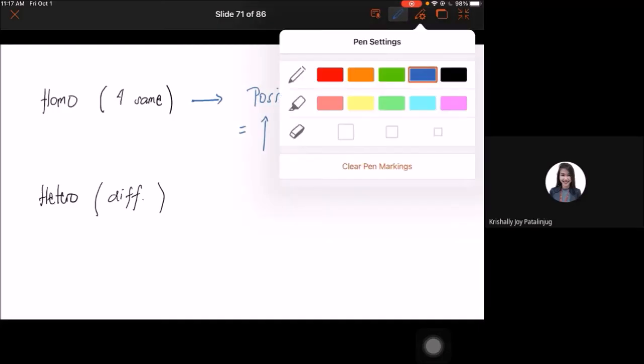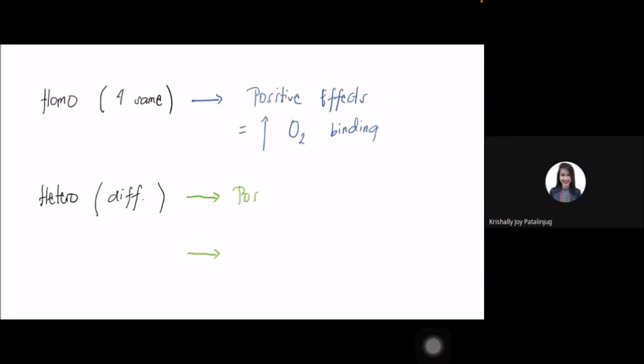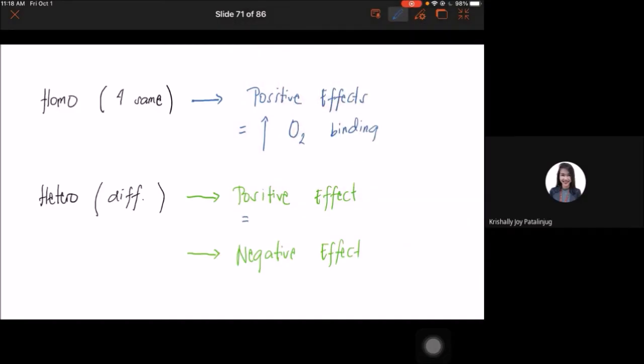Whereas kapag naman heterotropic interaction, this may lead to two possible effects. Pwedeng positive effect, or the most common one kapag heterotropic interaction occurs, negative effect will happen. Okay, negative effect. This is the most common kapag heterotropic interaction. So balikan natin yung positive effect. With regards to positive effect, enhance oxygen binding lang din po. Yung ibig sabihin ng positive effect.